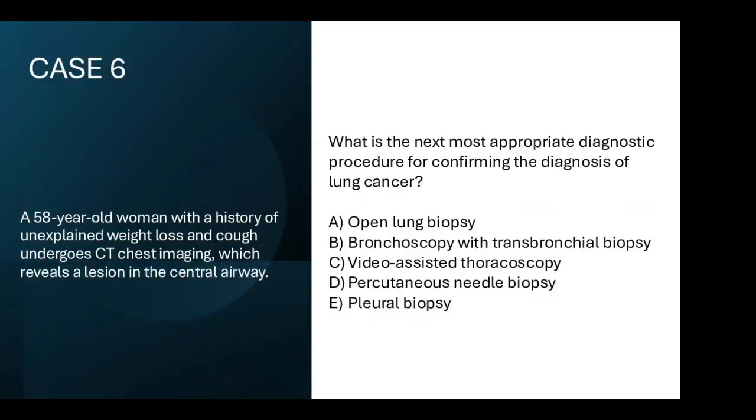Okay, so this is our last case for the day. We've got a 58-year-old woman with a history of unexplained weight loss and cough. She undergoes a CT, which reveals a lesion in the central airway. Which is the next most appropriate diagnostic procedure for confirming the diagnosis of lung cancer?